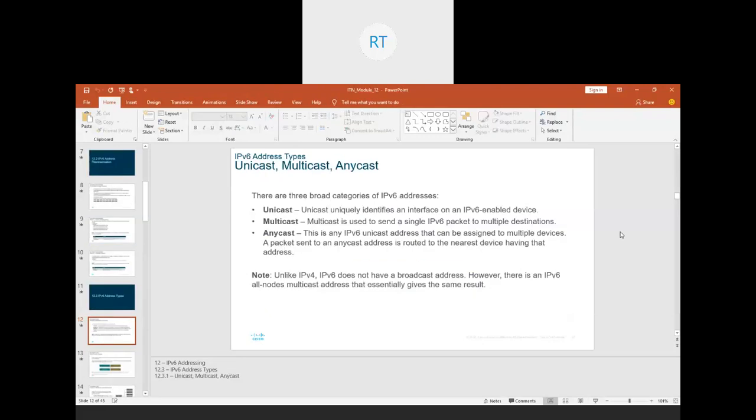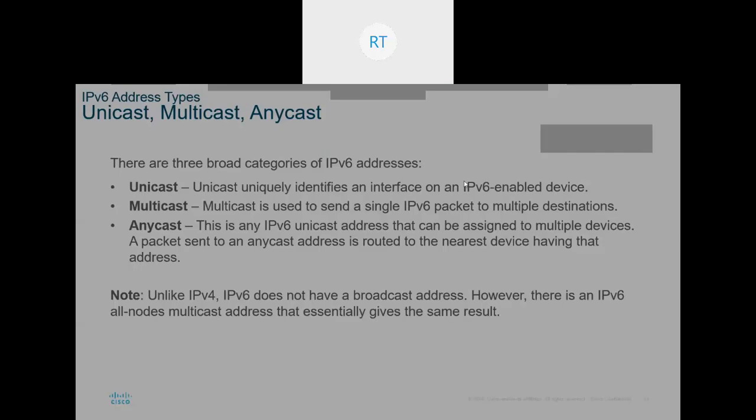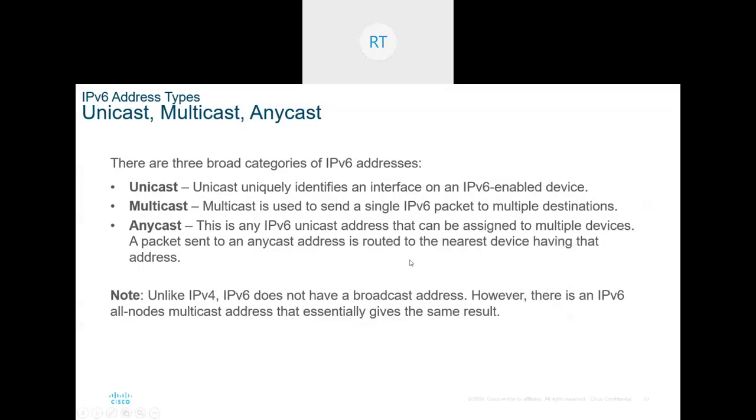So we've seen the rules. Now we've seen the types of addresses. Unicast, the same as it is in IP version 4, from one node to another. Multicast is used to send a single IP version 6 packet to multiple destinations. And remember I said we don't have broadcasts in IP version 6. So we have another type of address known as Anycast. This is used to send a packet to the nearest device.